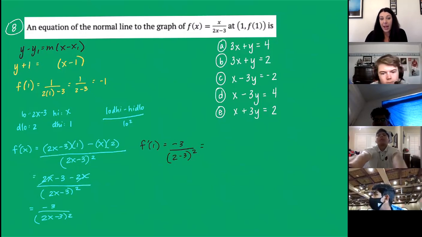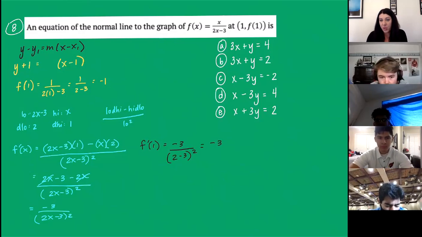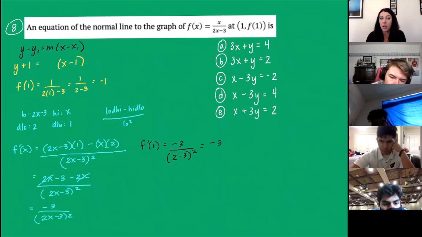Right, so we end up getting -3 over -1 squared, which is just +1. So we get a -3. Okay, but that's not what's going to go in for our m. That is what f prime of 1 is. What is going to go in for our m? The negative reciprocal.